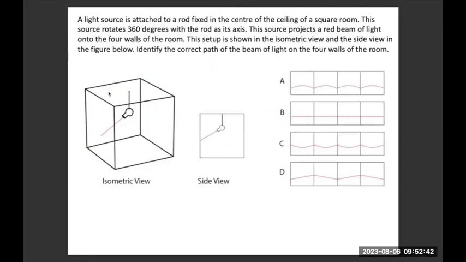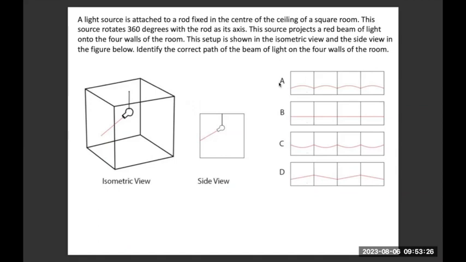Here, the question, you have to read the question very carefully, okay? A light source is attached to a rod which is fixed in the center of a ceiling of a square room. This room is square, it's a cube room basically. And a rod is kept, and from that rod, a light source is suspended. The light source rotates 360 degrees with the rod fixed at its axis. The rod is fixed and the light source is rotating 360 degrees. The setup is shown in the isometric view and the side view of the figure below. Identify the correct path of the beam of light on the four walls of the room.